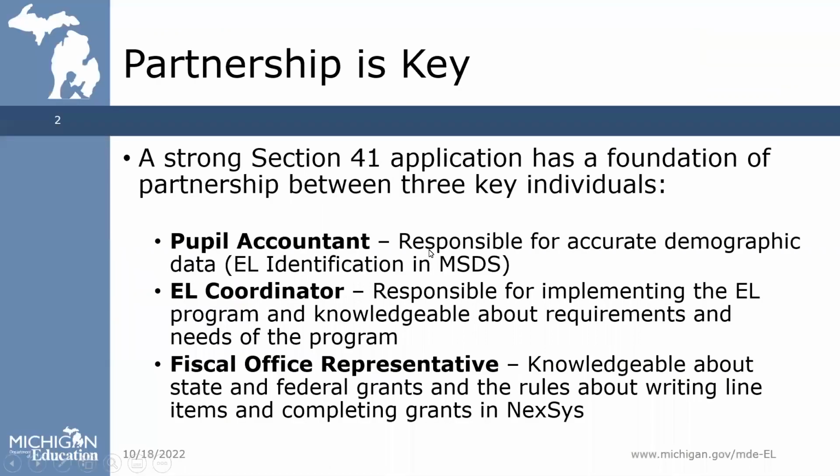The Section 41 application has a foundation of partnership between three key individuals: the pupil accountant, the EL coordinator, and the fiscal office representative. The pupil accountant's job is to ensure that there's accurate demographic data being reported in MSDS. This accurate data will support the appropriate allocation of Section 41 funding.